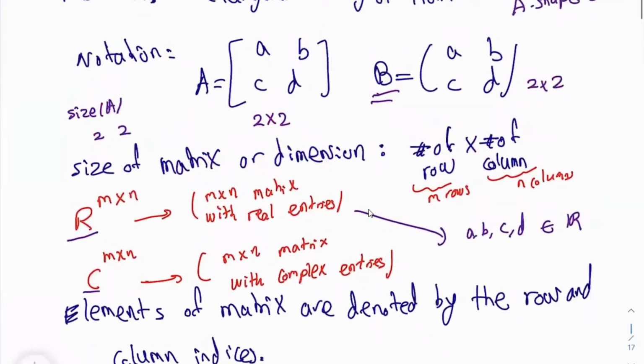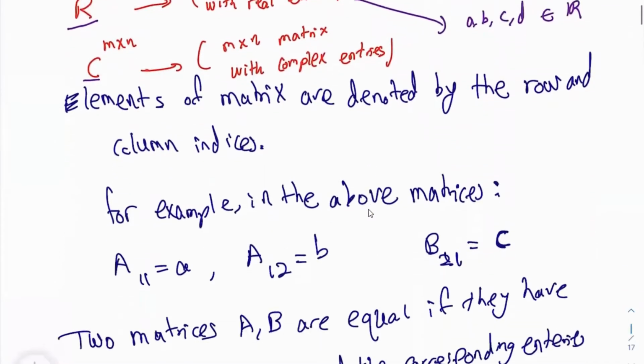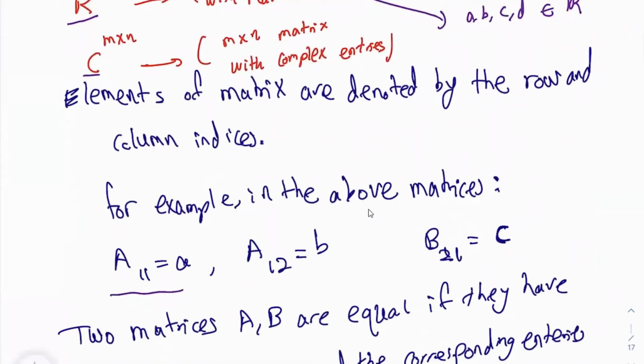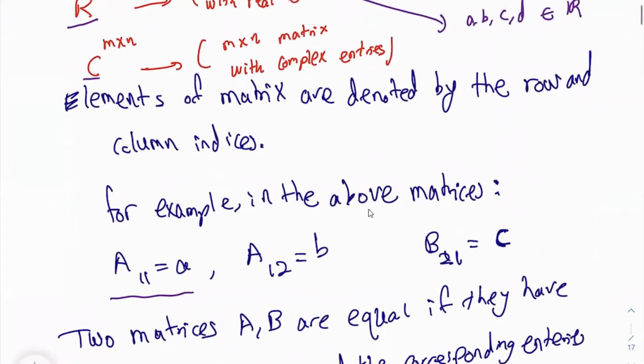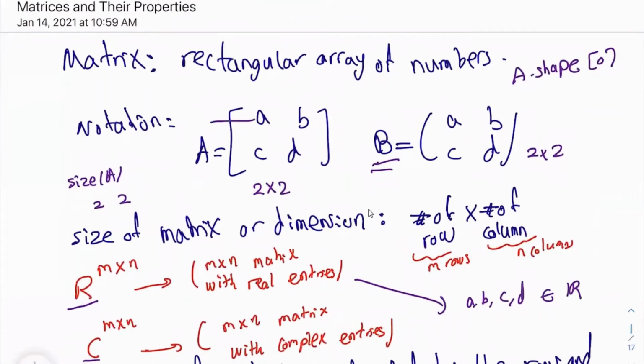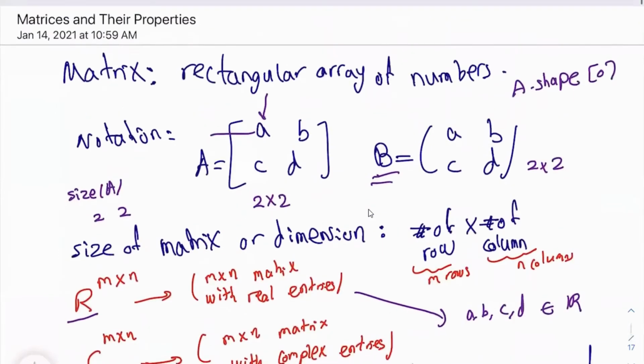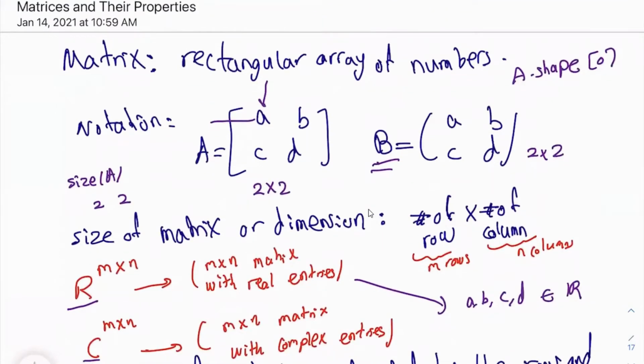What I mean by that is, when you want to refer to a specific element, you do it like this. For example, here I have A11. You use this double subscript notation. The first one refers to the row. The second one refers to the column. Okay, so A11 means the first row and the first column. This one, the first row and the first column, right? And then A12 means the first row and the second column. First row, second column.